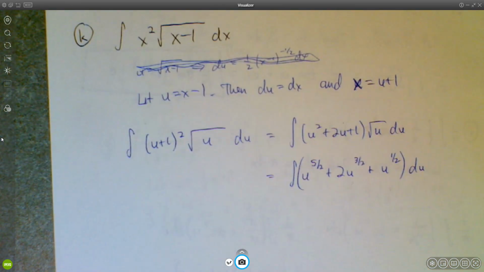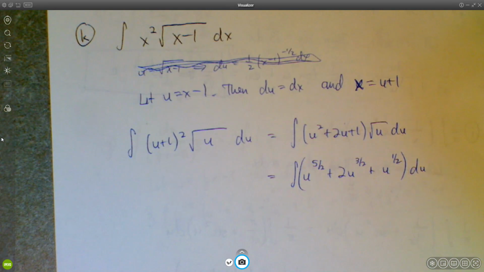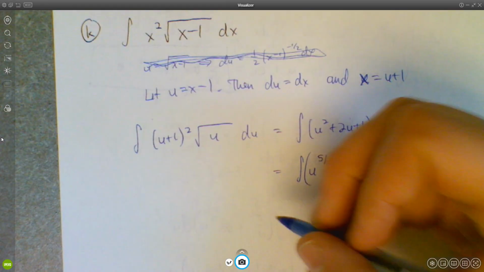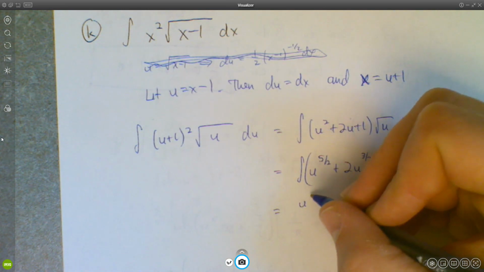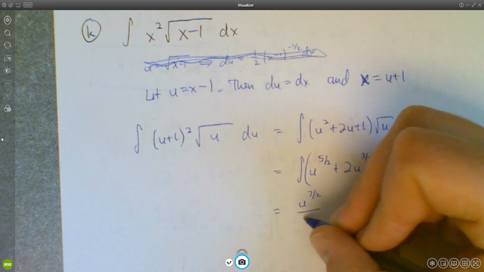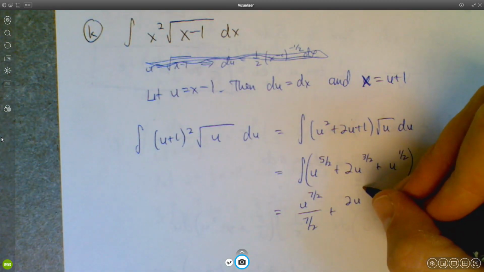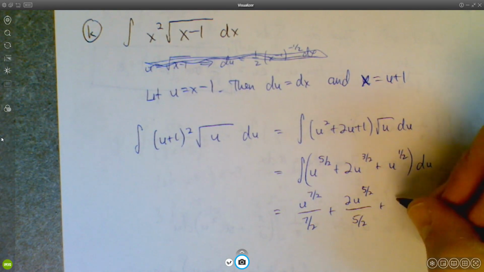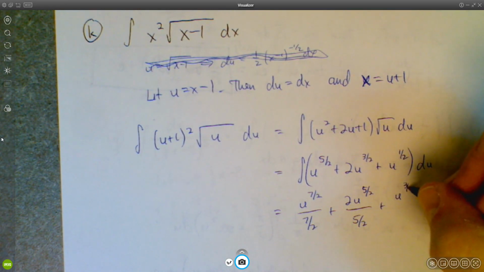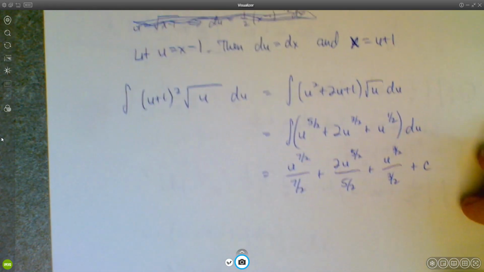du. That's not bad at all now, because on each of these we can just use the power rule. So we add 1 to the exponent, divide by the new exponent. We're going to get u to the 7/2 over 7/2 plus 2u to the 5/2 over 5/2 plus u to the 3/2 over 3/2 plus our constant of integration.